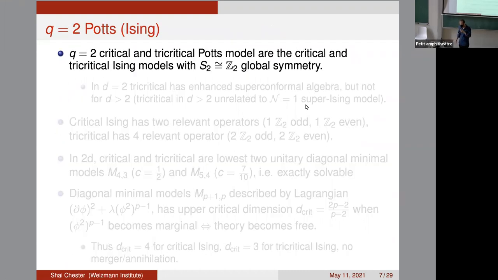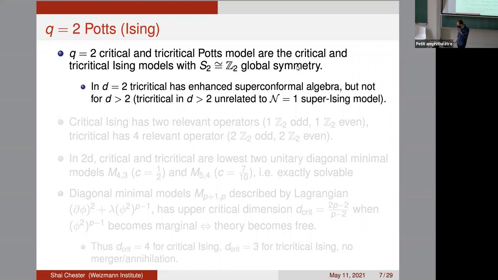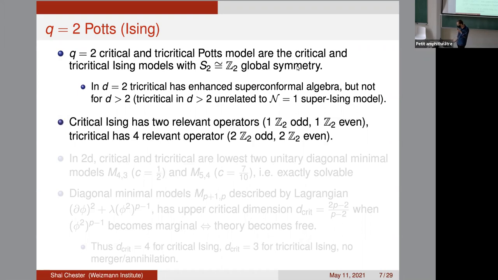Okay, so now let's give some explicit examples. We can start with the simplest example, which is when Q equals two, the Ising model. In particular, the critical and tricritical Potts models with Q equals two are the critical and tricritical Ising models with the usual Z2 global symmetry. So in D equals two, the tricritical theory happens to have an enhanced superconformal algebra, but I should note that this is something peculiar to D equals two. For D bigger than two, the tricritical Ising model does not have supersymmetry, and it has nothing to do with N equals one super. So that's just an important fact to keep in mind.